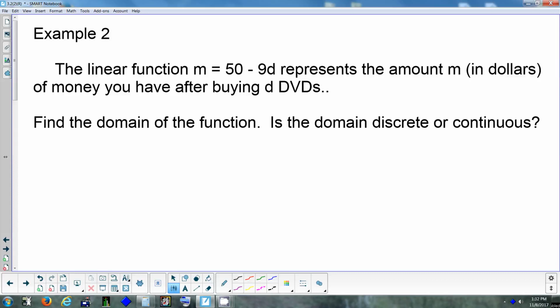Yeah, that's very similar. Would that be discrete or continuous? Read it over. It says M is the amount of money you spend. D is how many DVDs you buy. You can't buy a half a DVD. Perfect, exactly. You can't buy a half a DVD.